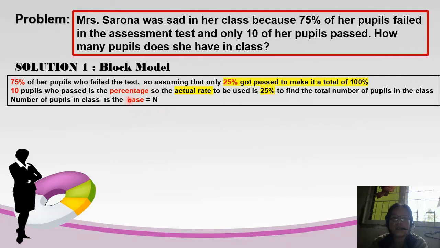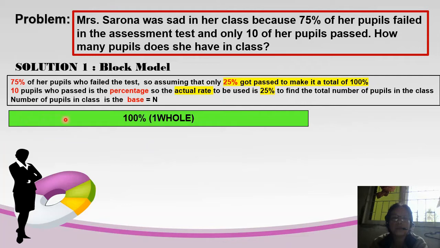So let's try to find out how many pupils there are in all. How to do that? First, we have to make a big block. So this green big block here represents one whole or 100% of the total population of Mrs. Sarona's class. In order for us to know the number of pupils represented by the 75% who failed according to the problem. So there is 75% of Mrs. Sarona's pupils who failed the test. So let's try to discover using a block of the 75%.